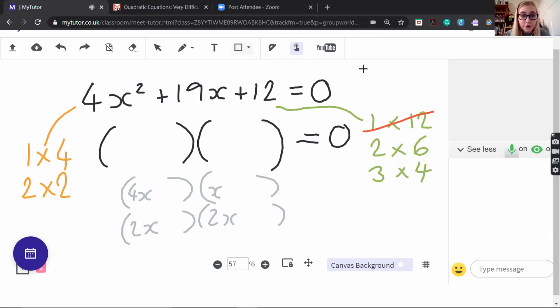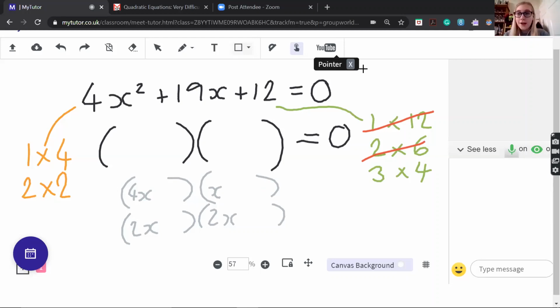So if we put 2 in here, we get 2 and 24. No way that works. So that means we don't even have to try 2 and 6, because we know that we can't get 19. Hopefully that makes sense. That's a bit more of a subtle one. Just shout if you want me to come back to it.